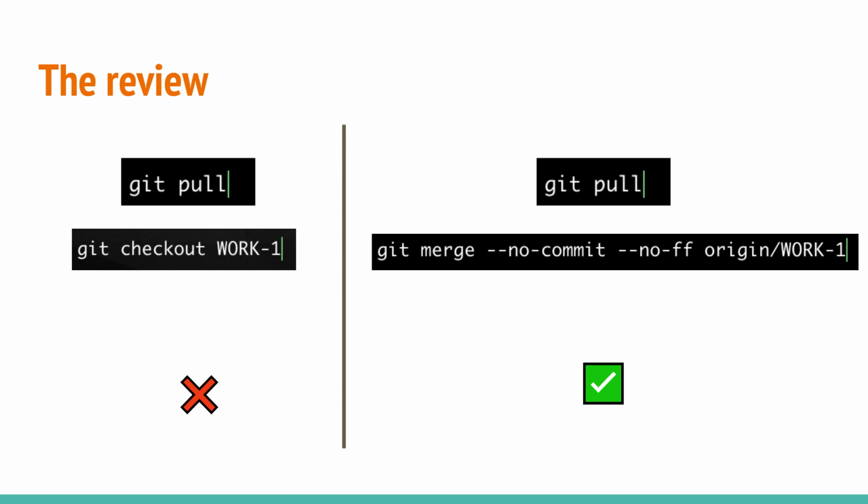On the right is the merge method, where once again Beth uses a git pull to get the latest master code, but this time merges the work1 branch into the master branch. The command also has some flags to prevent a commit and a fast forward from happening, so it's easy to abort the merge if there are problems with the work.